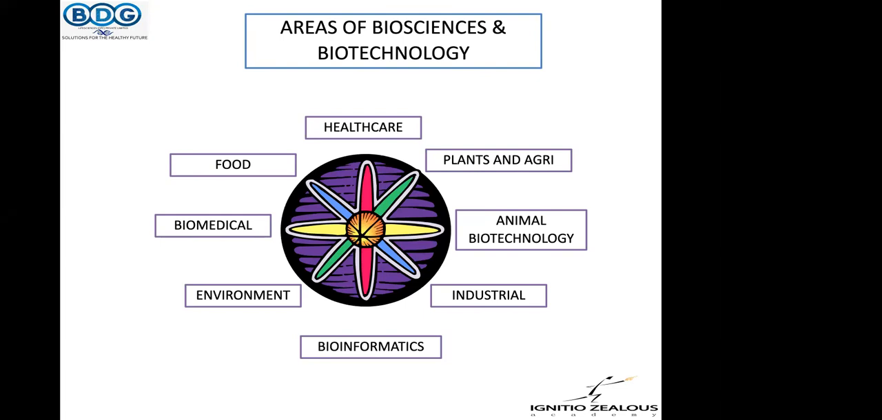If I want to understand biotech, it has multiple sectors, because biotech is not about just one sector. It has healthcare, food, biomedical, environmental, bioinformatics, industrial biotech, animal biotech, plants and agri, and we can have other sub-branches also. Every branch has its own uniqueness. I'm not going to talk about each and every sector today, but since you come from a biotech or life science background, you are already aware of these sectors. So I thought, why not show you some employment opportunities and what kind of industries there are.